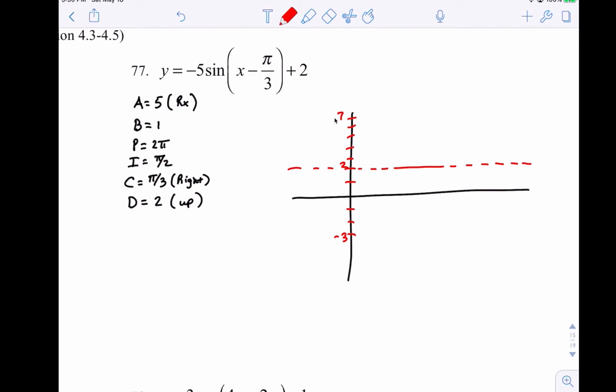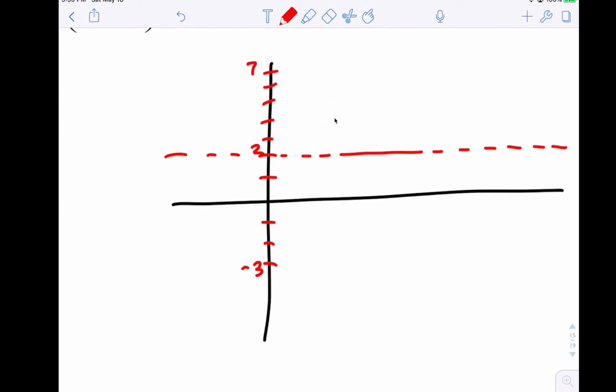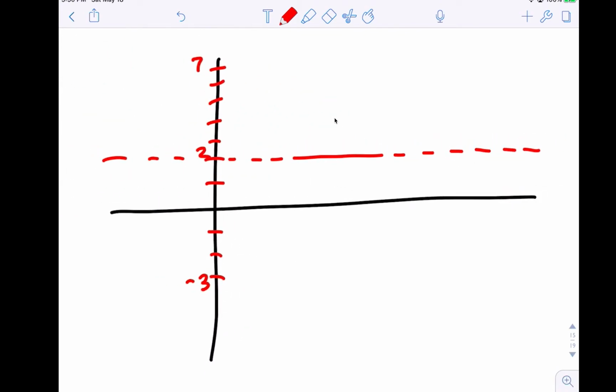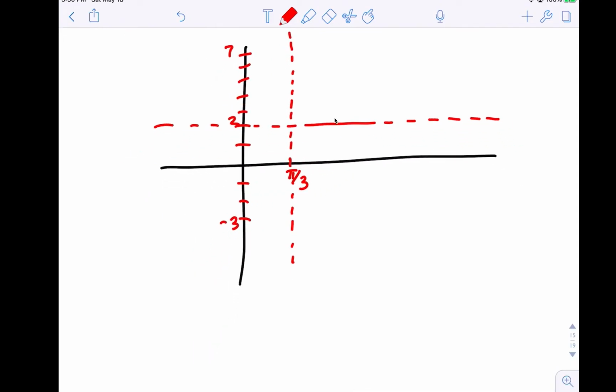Right pi over 3, but my interval is pi over 2. Okay, so let's do that. So we'll do right pi over 3, which is here. And then you're going to go up pi over 2. So pi over 3 plus pi over 2 is 2 pi over 6 plus 3 pi over 6. All right, so the next one would be 5 pi over 6.